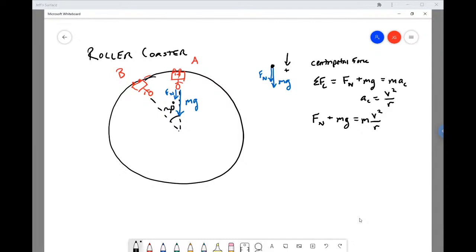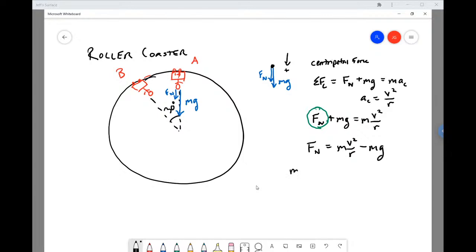And so in this problem it says, what is the force of the car seat on the child at point A? Enter magnitude. So what is the force of the child's seat on the child? What's that asking for? Oh, I hit that erase button again. It's asking for the normal force. So we solve for it. The normal force is then equal to mv squared over r minus mg.